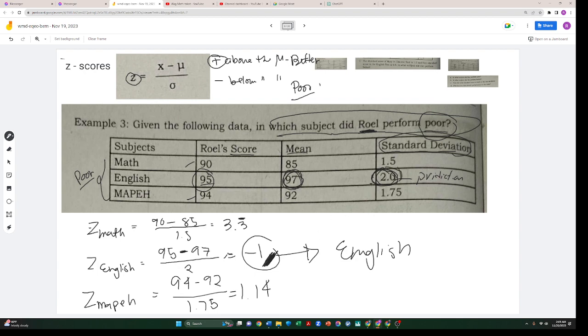The more ang standard deviation dako, it means layo kaayo ka sa mean. Okay? Kung gamay ang standard deviation like this, therefore, mas dako kag score sa mean. Pero ang pangutana, i-reverse daw nato. Which subject did Ruel perform better? Which is ang math. Better. Mas howd siya sa math. No? Pero sa English, dili siya howd.